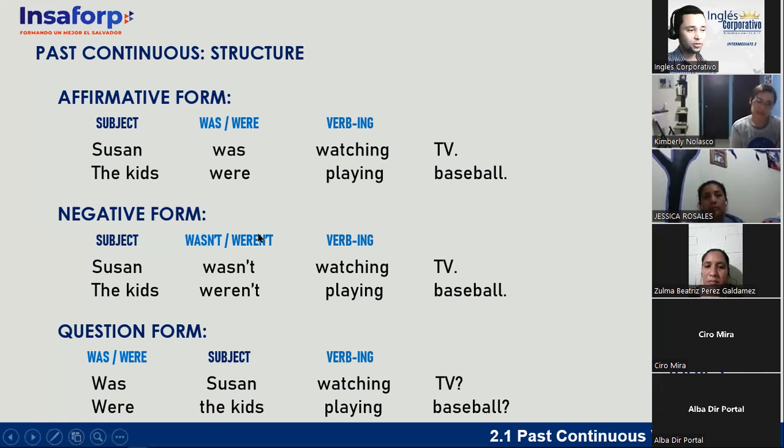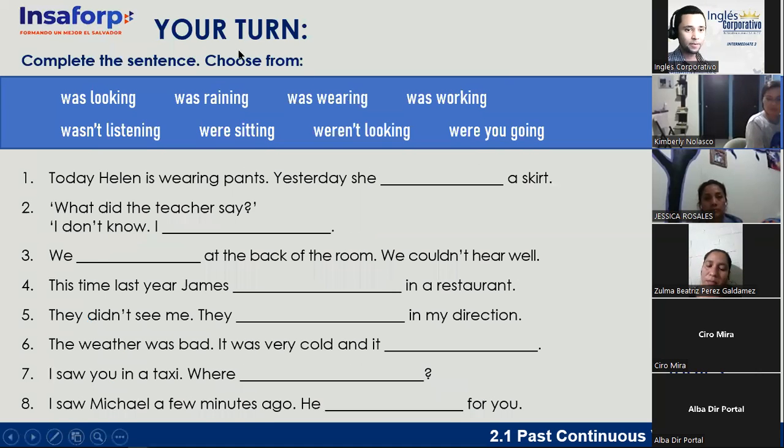We're going to do an exercise. But let me check something first. Something is confusing me right here. Oh, yeah. Okay, we're going to create some breakout rooms for you to work with a partner. You're going to work in pairs for this activity. And what is the activity? This is your turn. Complete the sentences. This is plural. Okay, complete the sentences and you have to choose from was looking, was raining, was wearing, was working, wasn't listening, were sitting, weren't looking, were you going?